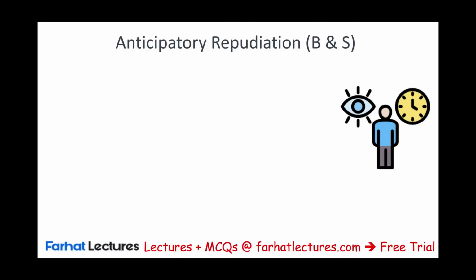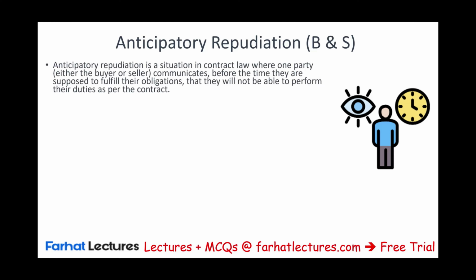Let's start by discussing anticipatory repudiation. What is that term? Well, it's a term in contract law where one of the parties, either the buyer or the seller, tells the other party before they are supposed to fulfill their obligation that they will not be able to perform their duties as per the contract, either to perform, to deliver, to pay, whatever it is. They cannot perform their obligation.